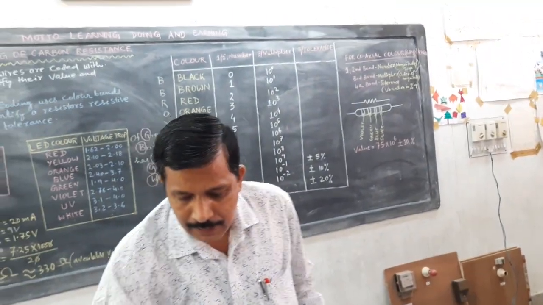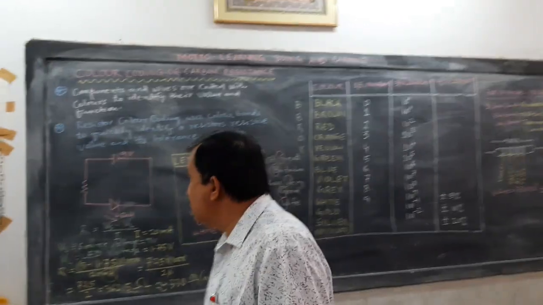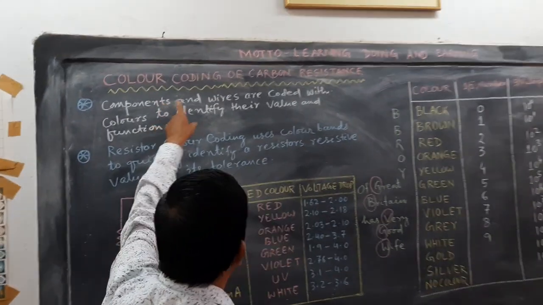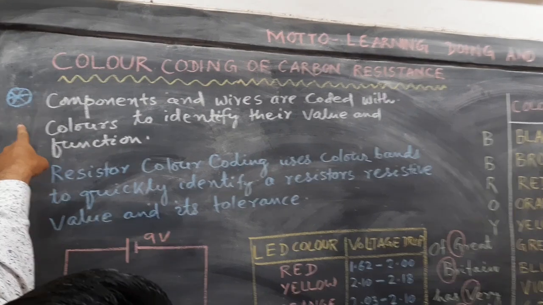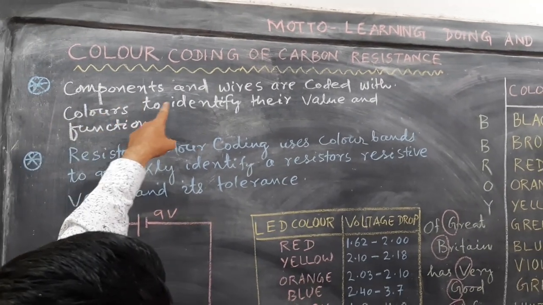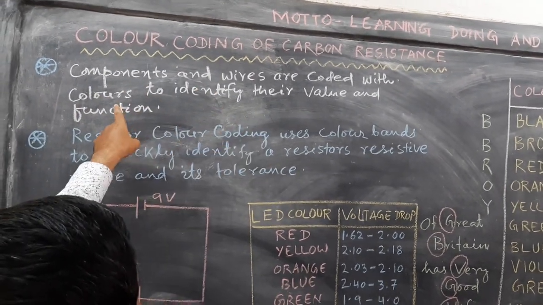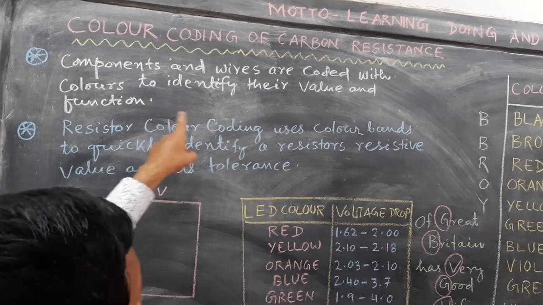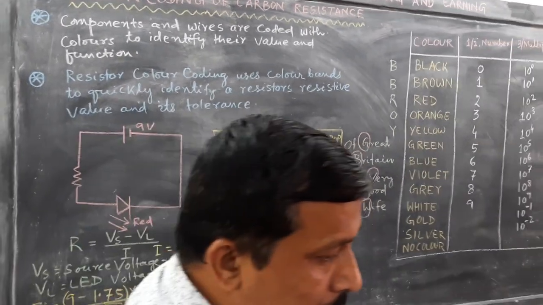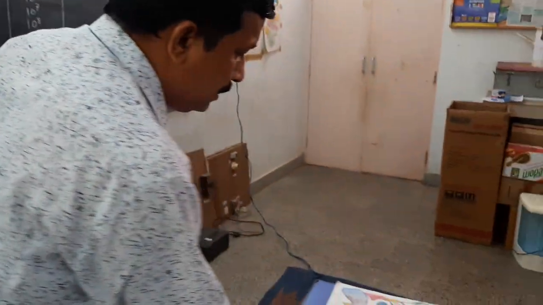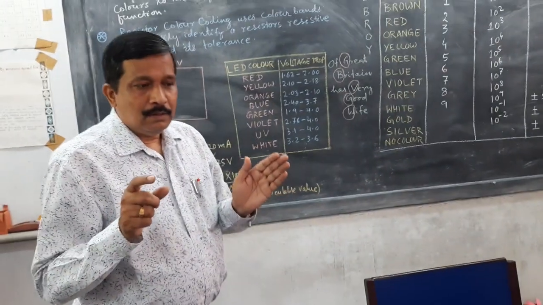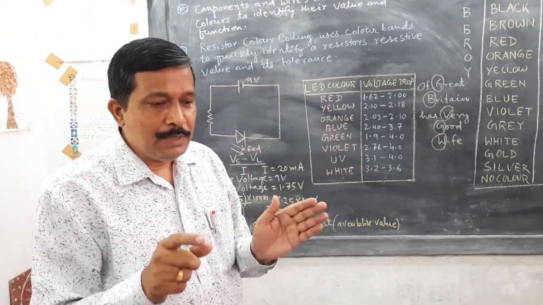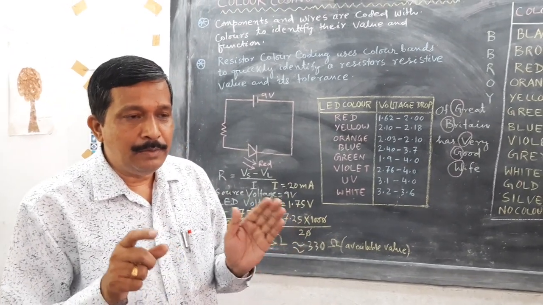So you will see that before starting the lesson, color coding of carbon resistance, that is, components and wires are coded with colors to identify their value and function. Just like here you have seen that this is a very thin component, so the value of that resistance is not visible, or if you write it, it will also not be visible.